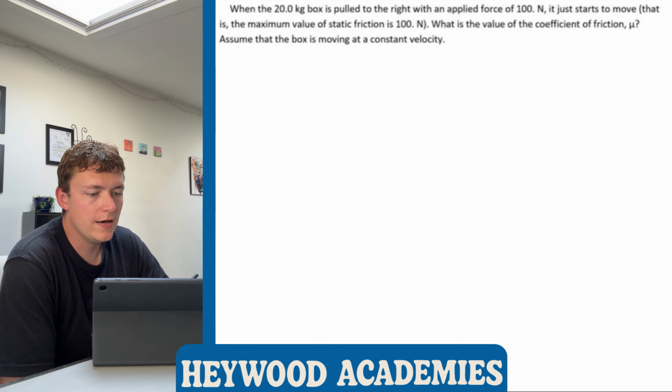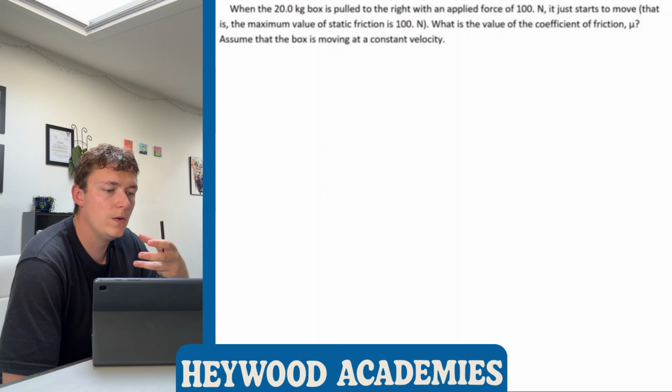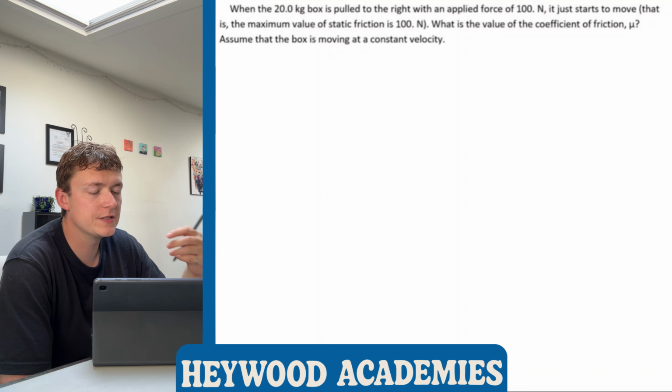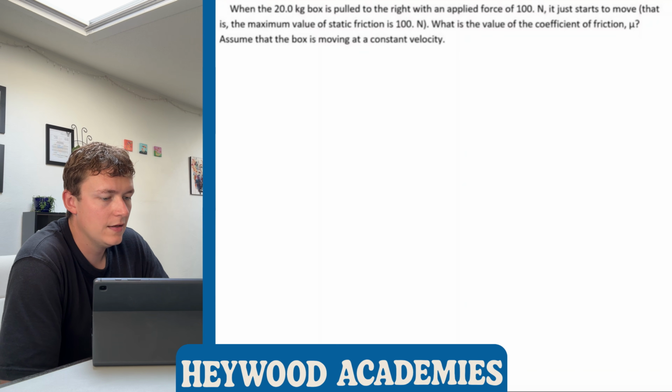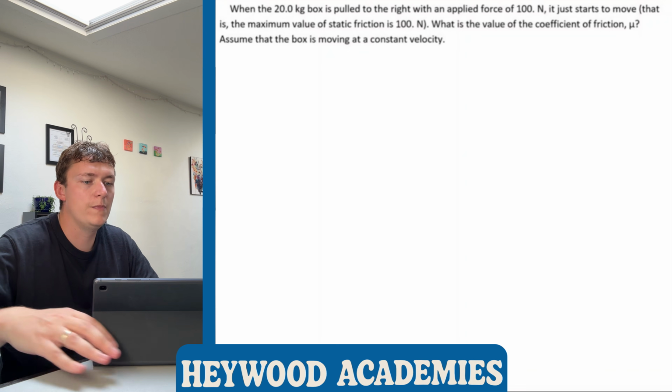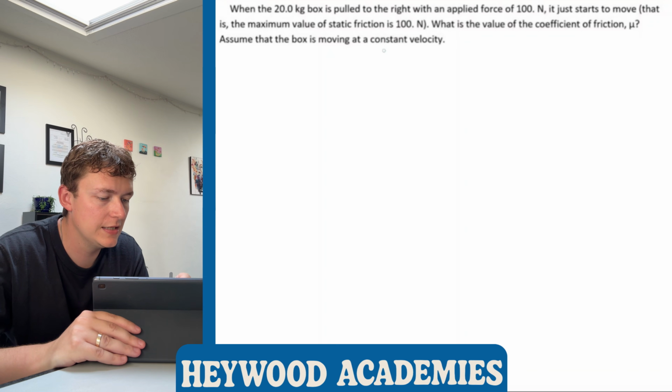Okay, we've got a 20 kilogram box that is pulled to the right with an applied force of 100 newtons. It just starts to move. That is, the maximum force of the static friction is 100 newtons. Okay, what is the value of the coefficient of friction? Assume the box is moving at constant velocity.